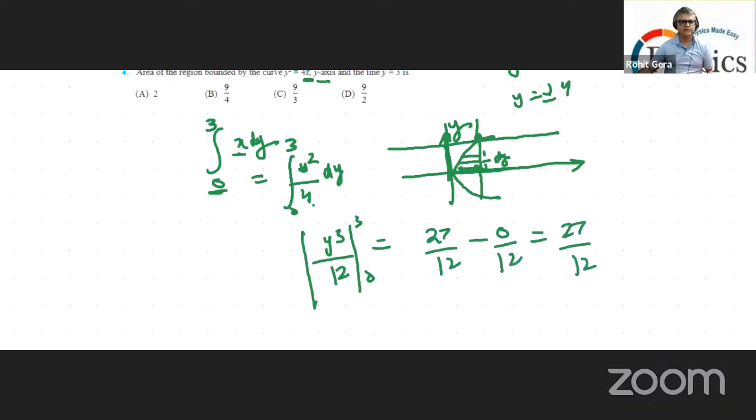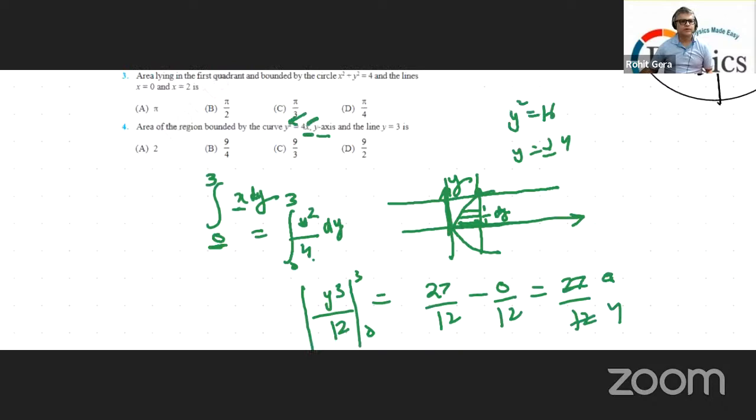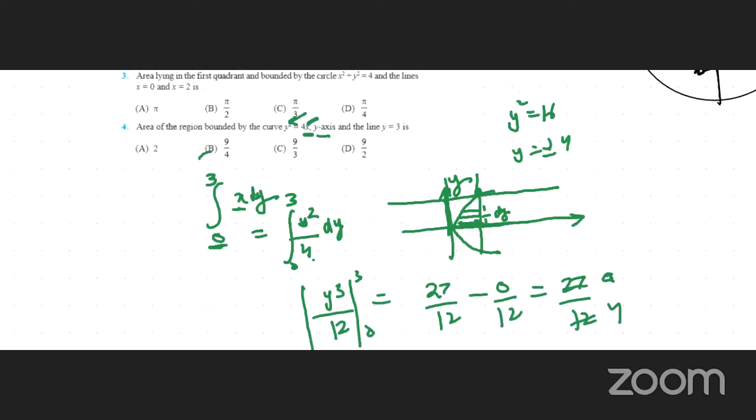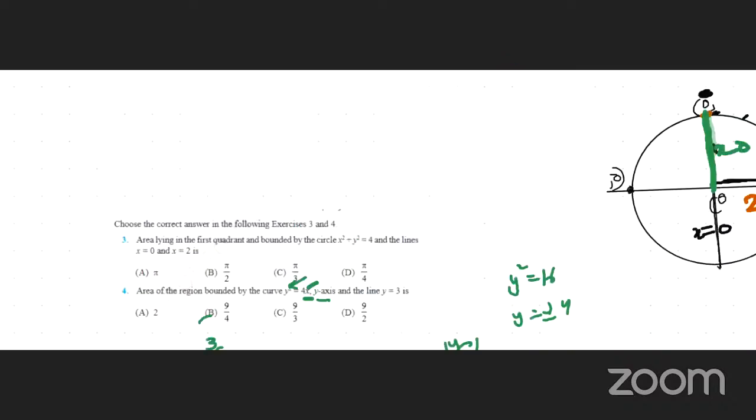Any choice like this? 3 nines are, 3 fours are. B, 9 by 4? B लग रहा है. ठीक है.